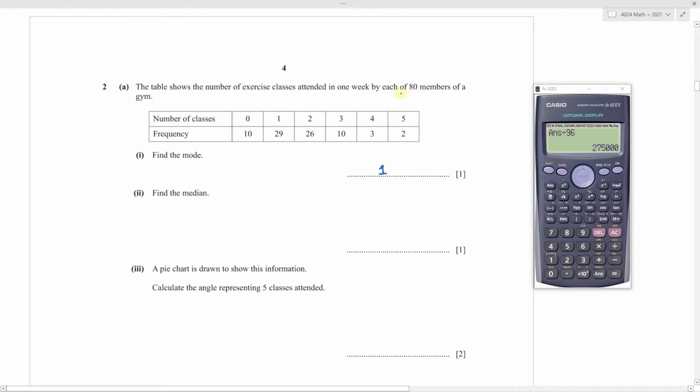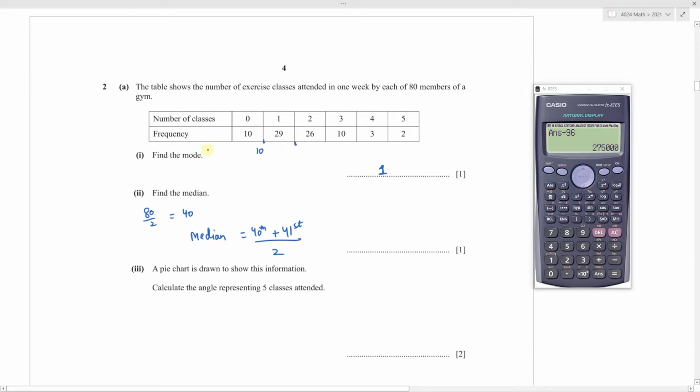Median, so you have 80 members, so if you divide 80 by 2, you get 40. Since this is an even number of members, you have your 80 divided by 2, which is 40, so your median will be 40th value plus the 41st value divided by 2. So what is the 40th value here? So there are 10 zeros, so up till here you have 10 values, then you have 29 ones.